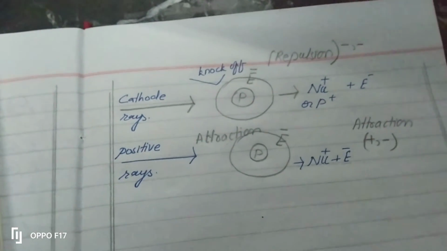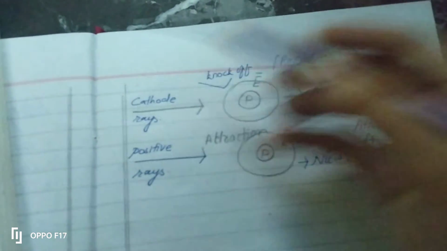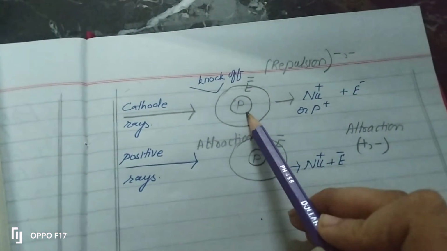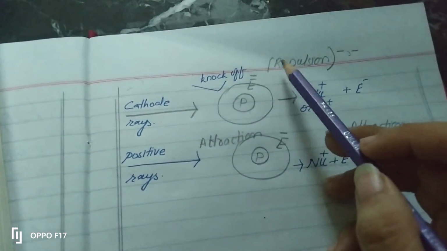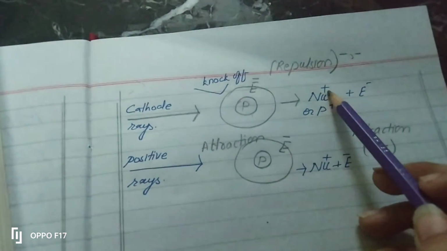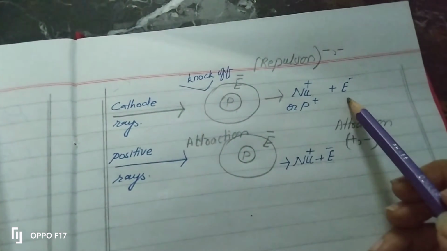As you can see over here, when we passed cathode rays, which are basically negative electrons, when they passed a neutral atom, they knock off the electron. Why? Because of repulsion. And in the product we got a positive nucleus or proton and a negative electron.